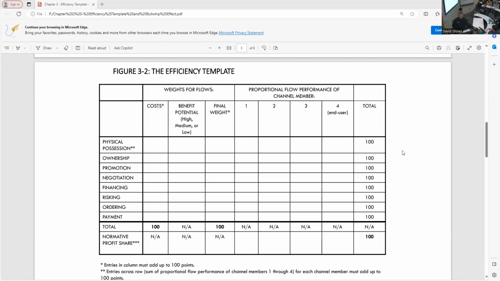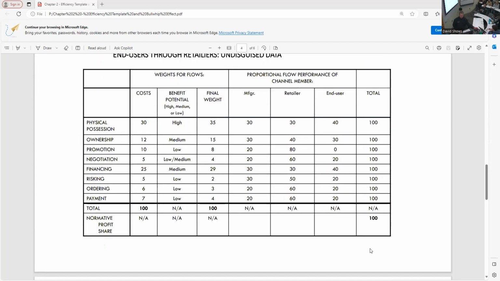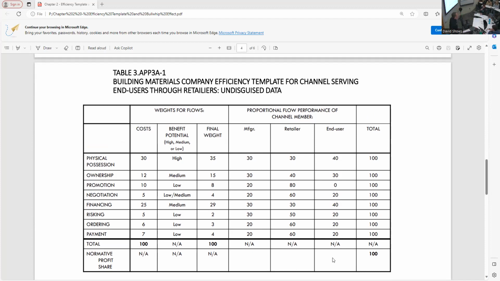So let me show it to you so you actually see what it looks like. Okay. This is one that's completely filled out. And so let me also say this. This is going to be very important to you. The title is going to be important. Okay? The title defines the channel member who this efficiency template is being calculated for.